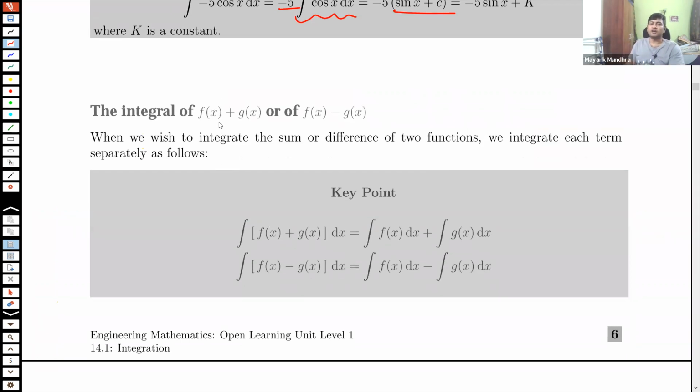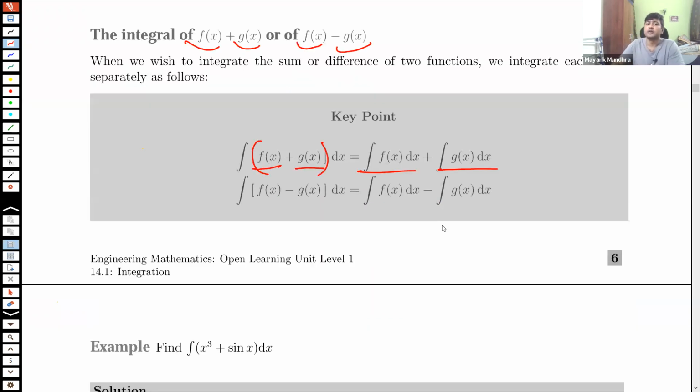Now, if you have two functions f of x and g of x, then integration of f of x plus g of x is going to be integration of f of x plus integration of g of x, and similarly for f of x minus g of x. A very nice property. This property helps us to integrate sums of functions.